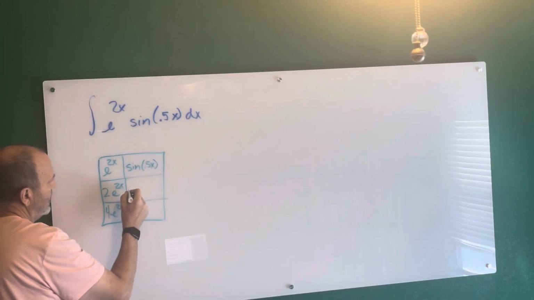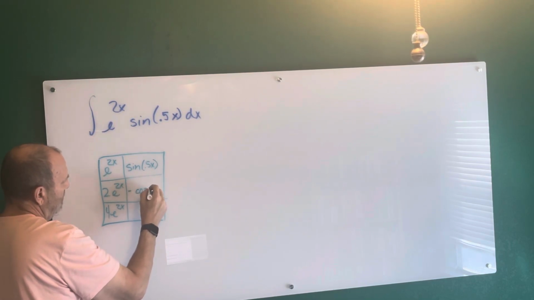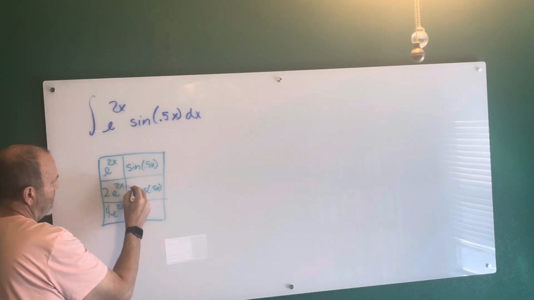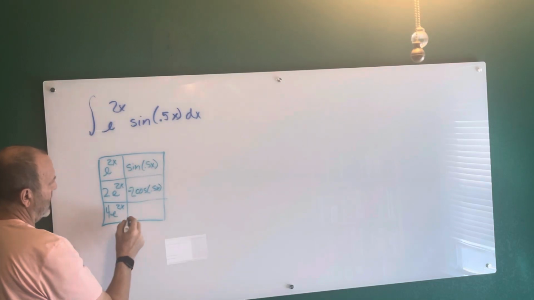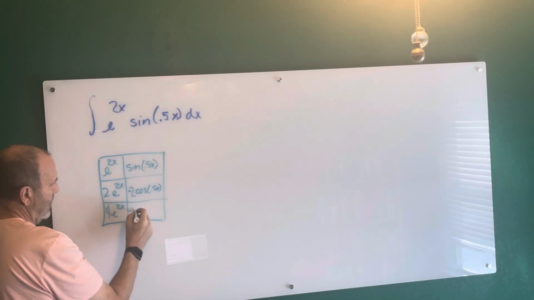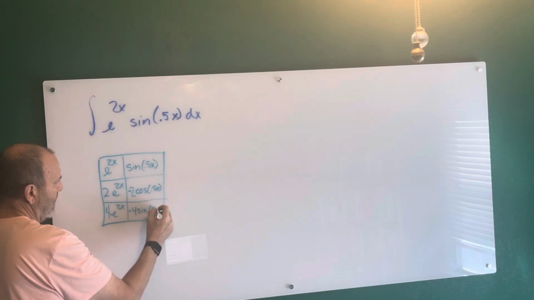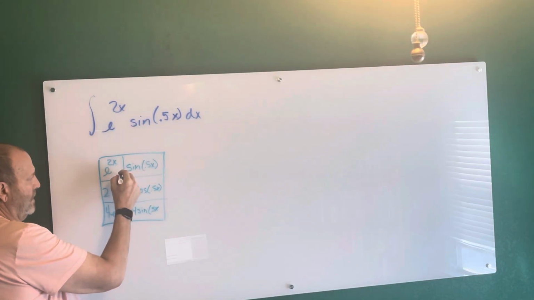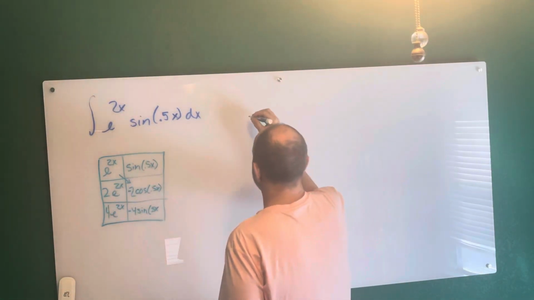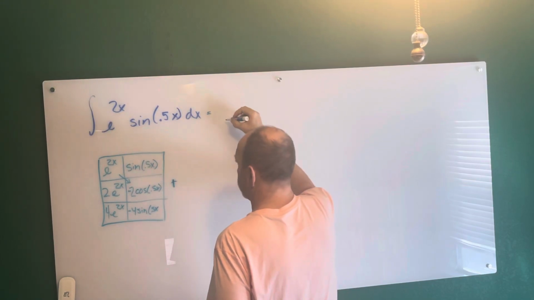So what do I have? I have negative cosine of 0.5x, but I have to worry about that, so it's negative 2 times cosine of that. To get this as my derivative, I will have to use negative 4 sine of 0.5x. All right, step 1, multiply these two together. That's going to be positive, so I don't change the sign out front.